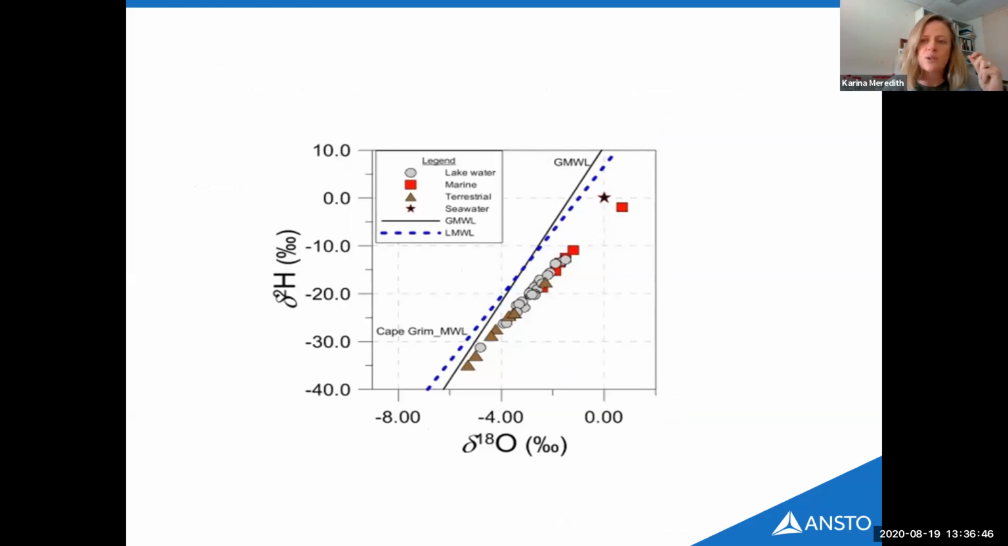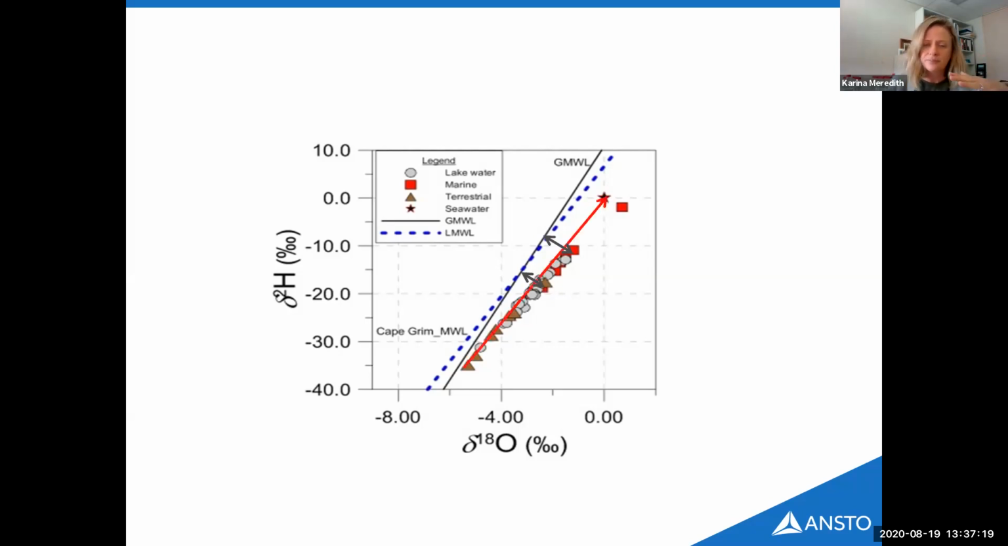However, when we look at the relationship between oxygen 18 and deuterium, in this biplot of those two variables, we see that the waters have an offset from any of the local meteoric water lines in the region. There's not a lot of rainfall information for this region, which is also quite lacking. There are some in Antarctica, but for this particular region there are not a lot of rainfall records. That's something we want to build up also.